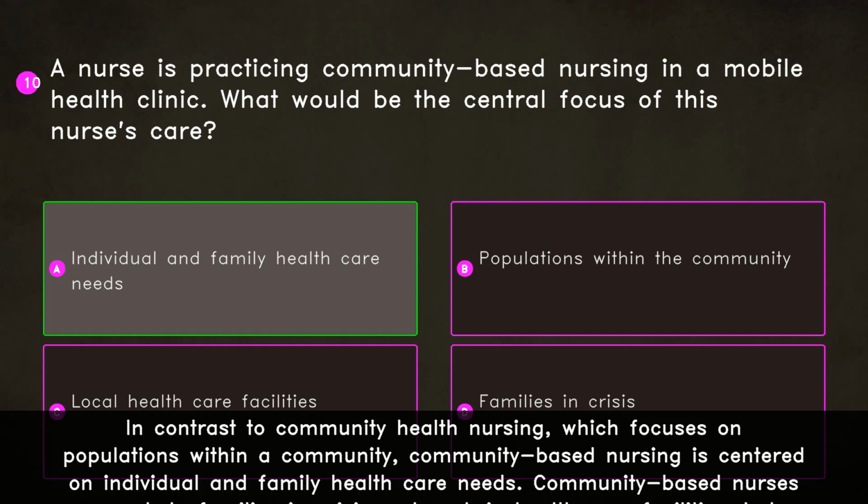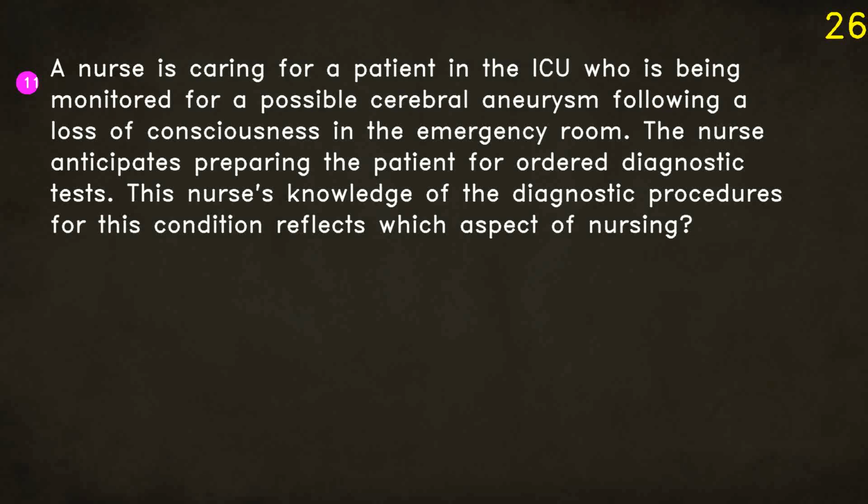In contrast to community health nursing, which focuses on populations within a community, community-based nursing is centered on individual and family healthcare needs. Community-based nurses may help families in crisis and work in healthcare facilities, but these are not the focus of community-based nursing.